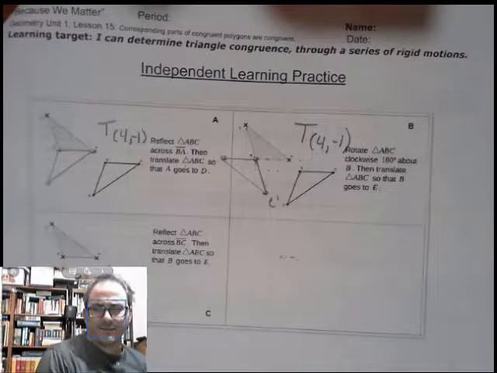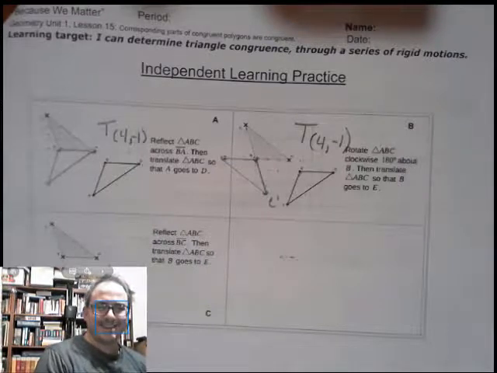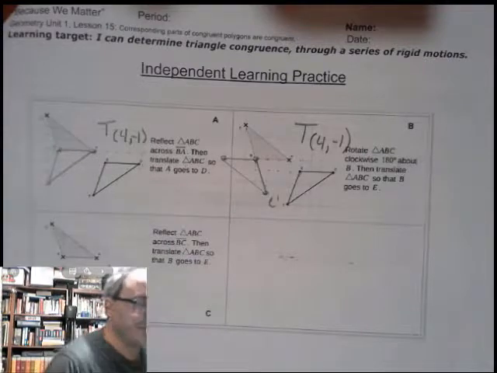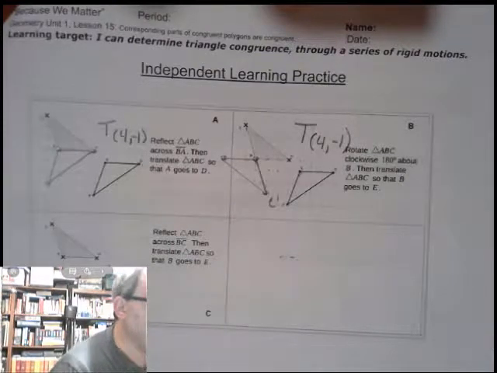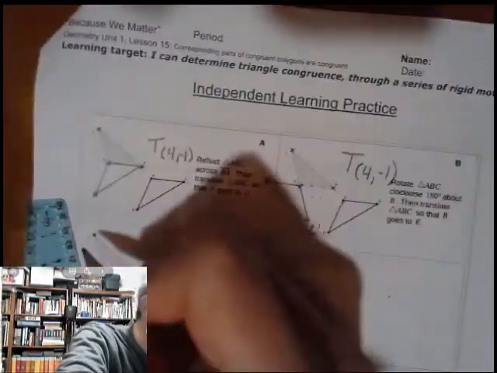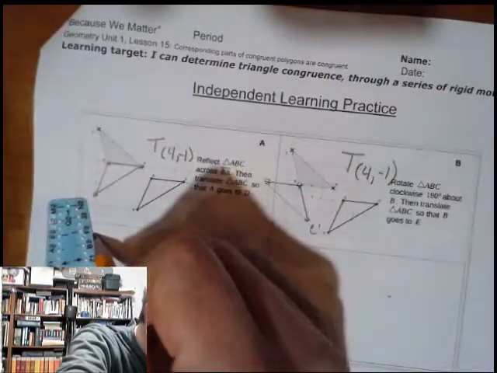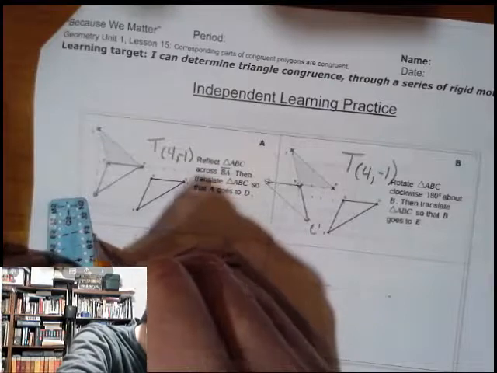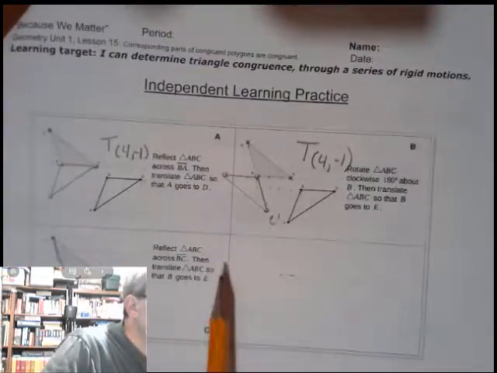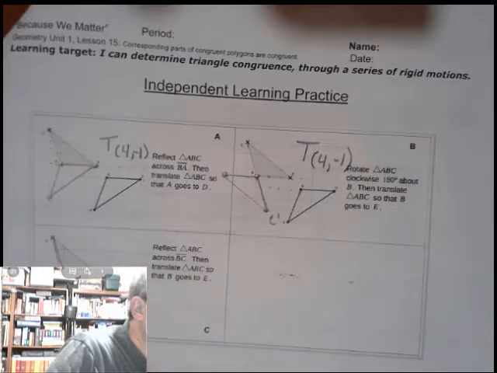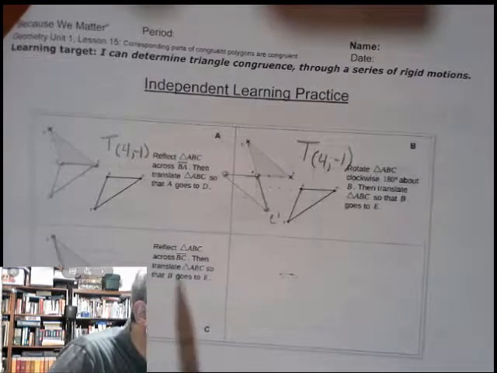Somehow I feel like I did not compose that question well. I wanted these all to line up, and I think I goofed this one up somehow when I drew it. Anyway, reflect triangle ABC across BC. So we're going to reflect it across BC, this line right here. And then translate ABC so that B goes on E. So there's E right there.